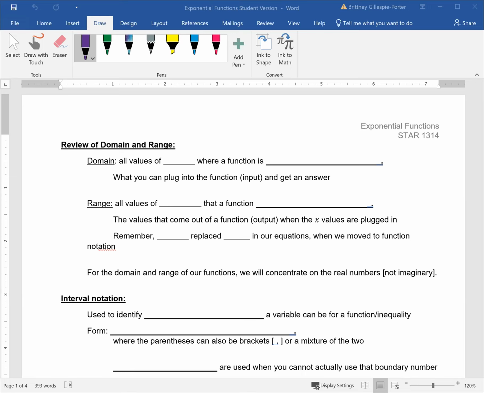First, remember that our domain is all values of x where a function is defined. So our domain is our x values. It's what you can plug into the function, the input, and get an answer. Sometimes we will not be able to plug values in to our function, and that's what we mean by defined versus undefined. Our range is all values of y that a function achieves.